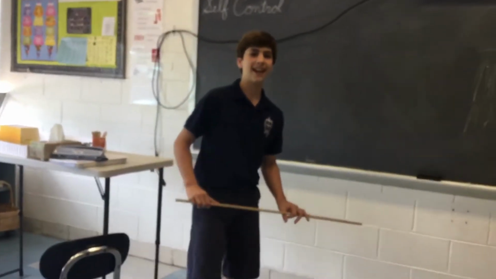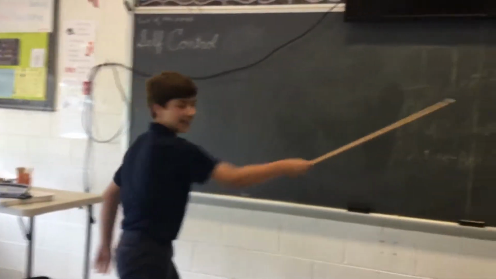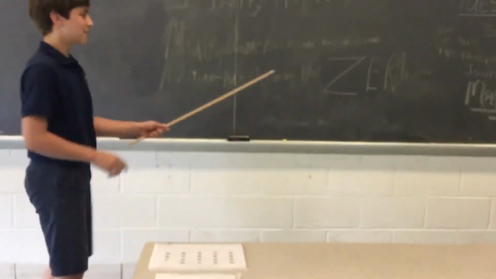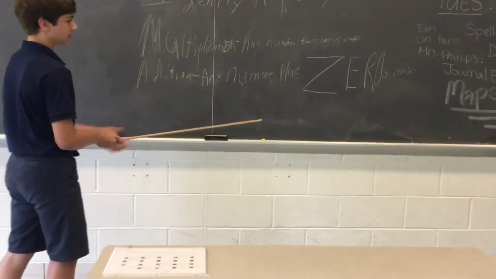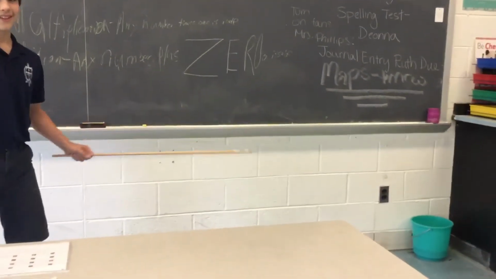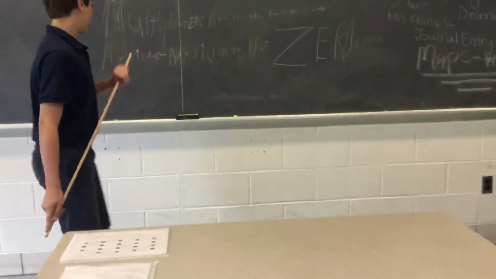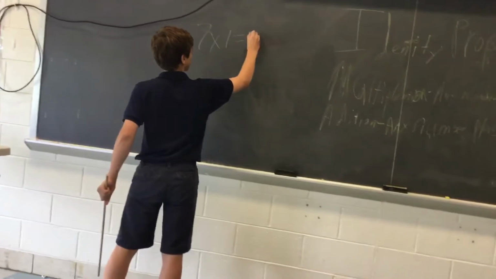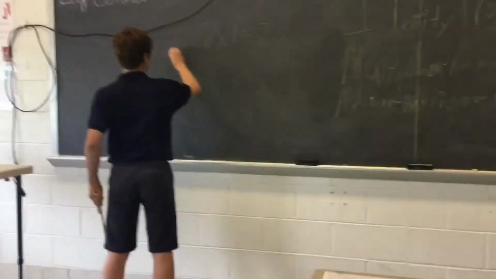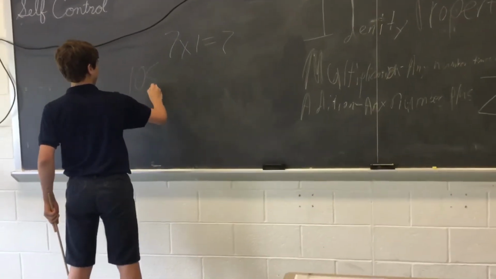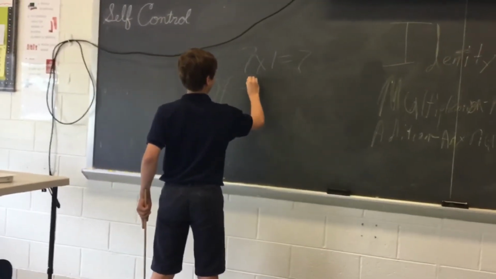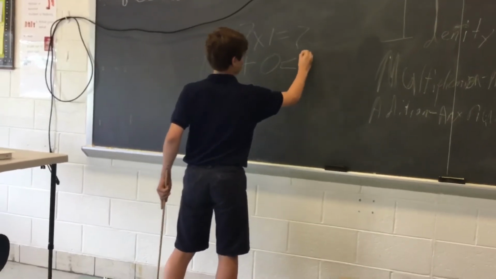Another property, the identity property, and this is what it is. Multiplication, any number times 1 is itself. In addition, any number plus 0 is itself. Examples, 7 times 1 equals 7. Now let's make it 8 plus 0 is 8.